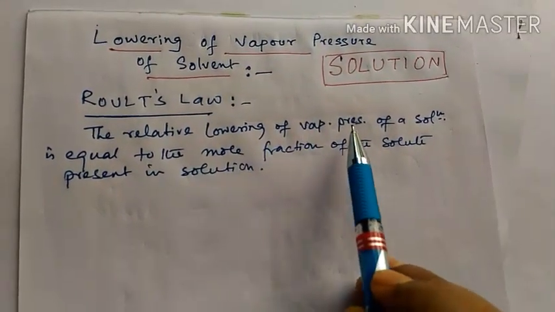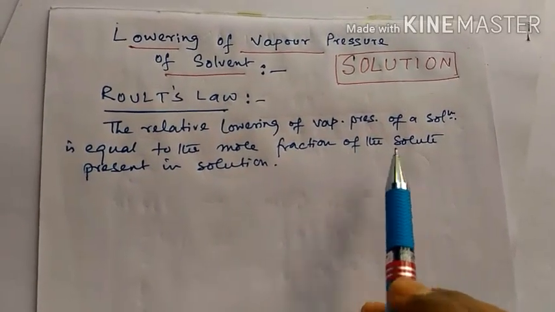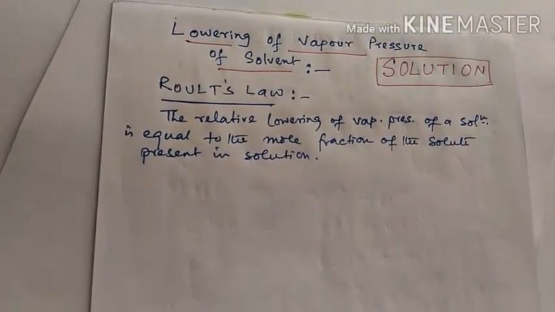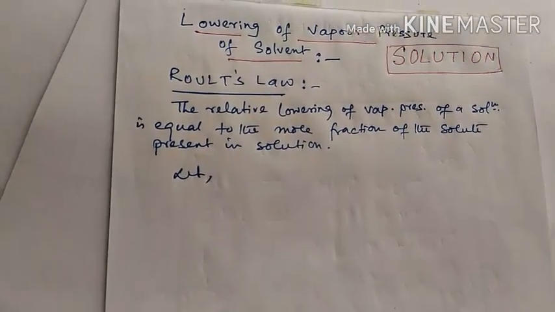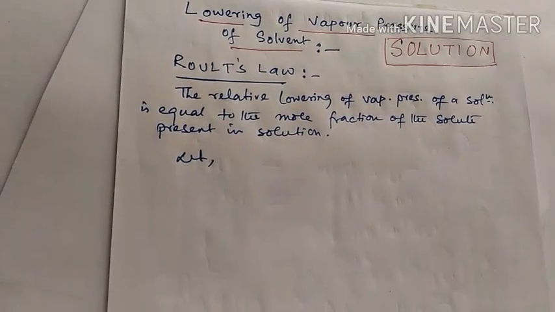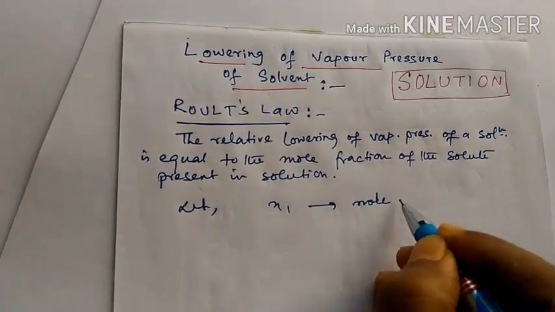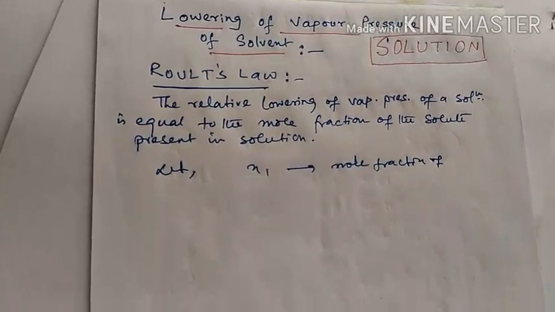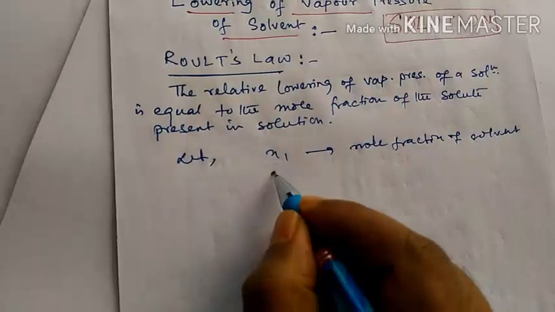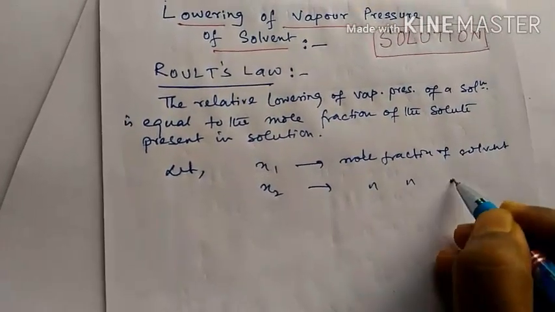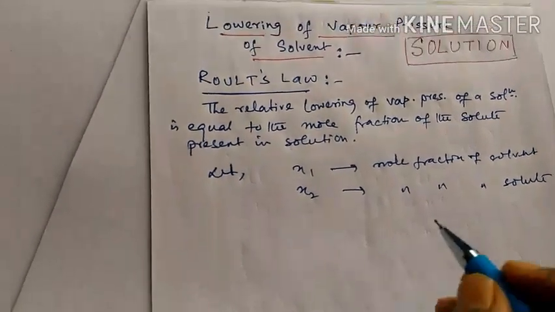The relative lowering of vapor pressure of a solution is equal to the mole fraction of the solute present in the solution. Now from here, let x1 and x2 be the mole fractions of solvent and solute. x1 is the mole fraction of solvent and x2 is the mole fraction of solute.